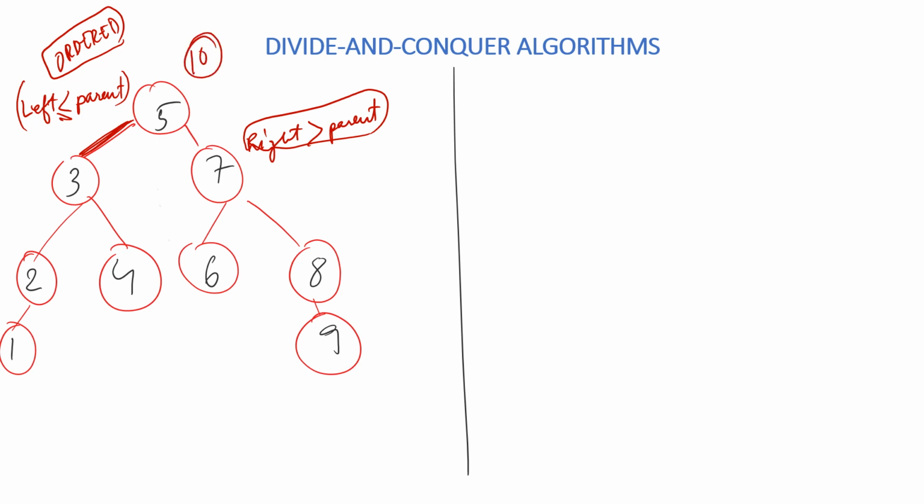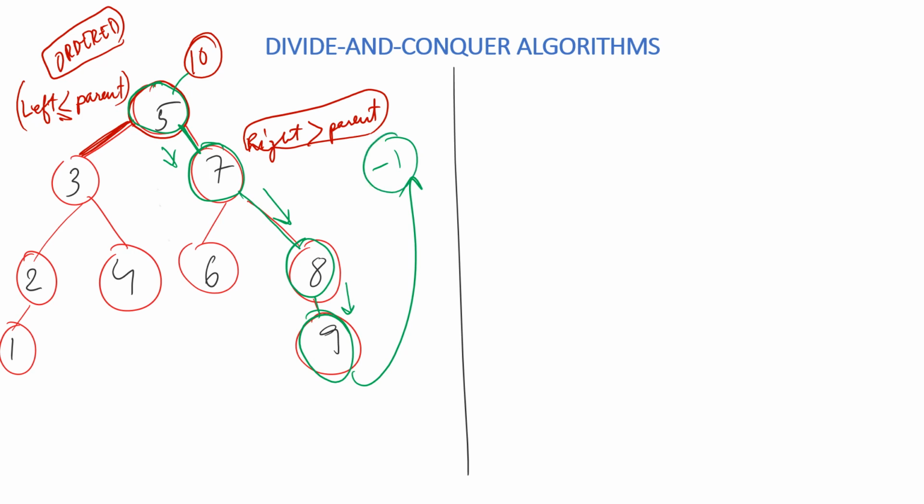Let's try finding 10 again. I compare 10 with 5. I know 10 is greater than 5, so I go right. Compare 10 with 7. I know 10 is greater than 7. I go right. Compare 10 with 8. Go right. Compare 10 with 9. And then finally return minus 1.